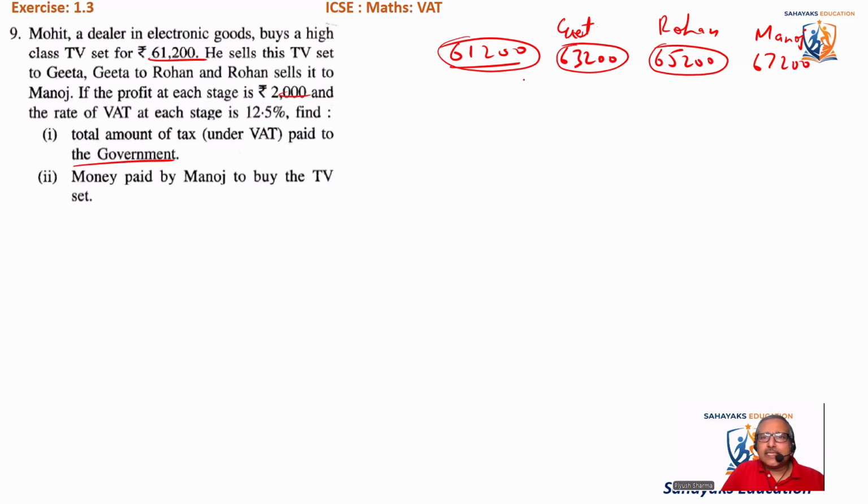So it is Geeta. He sells the TV set to Geeta, Geeta to Rohan. So Geeta got it for this much, Rohan got it for this much, Manoj got it for this much. So see, when you ask what is the total amount the government is going to get, it is 12.5% of the highest value. So this is 12.5% of 67200. This is what the government is going to get.